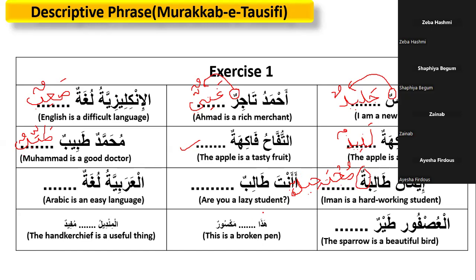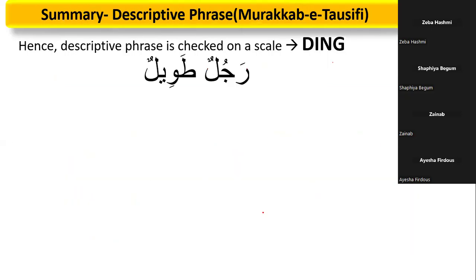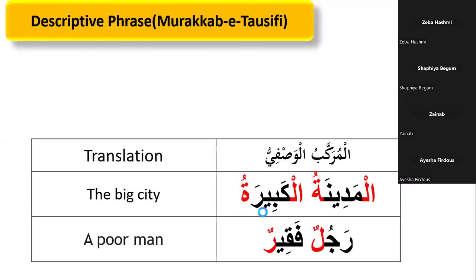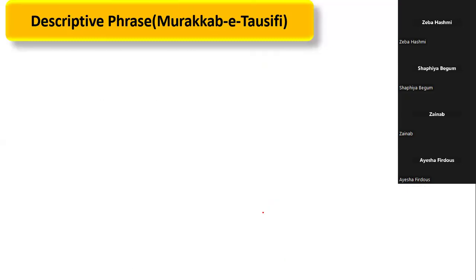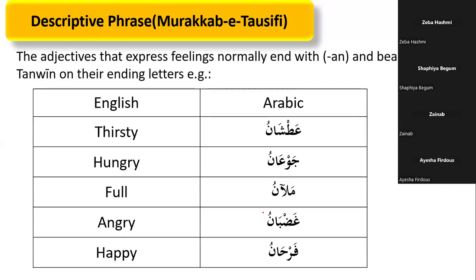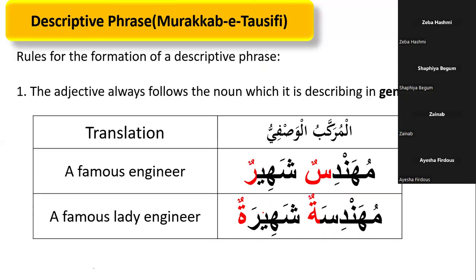So we have learned about the feelings adjective. What is the word for lazy? Let's go to the next one. Yeah. If you don't remember, you can see here. Please take a screenshot of this. I have already shared it, but if you don't get it, just take a screenshot. Okay. So the lazy is kaslan.